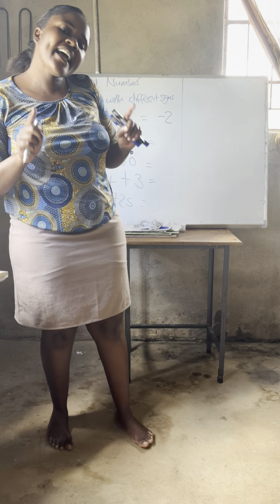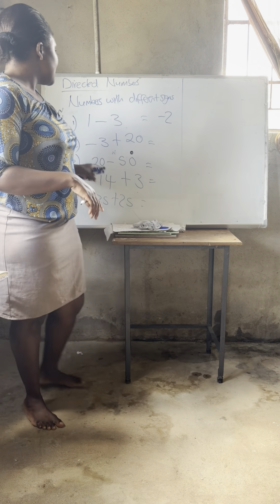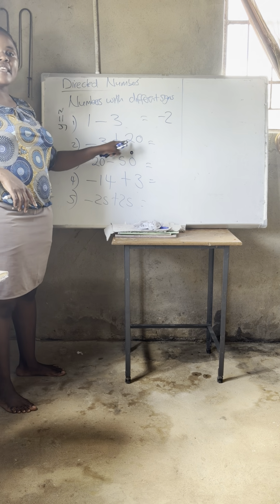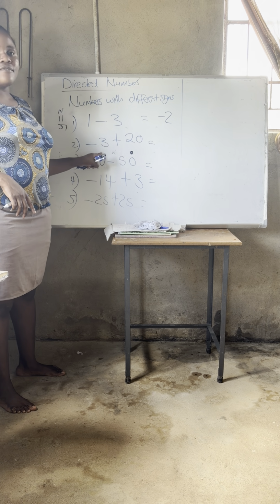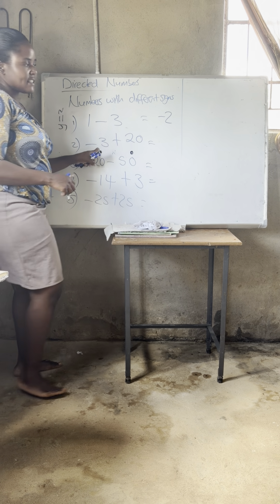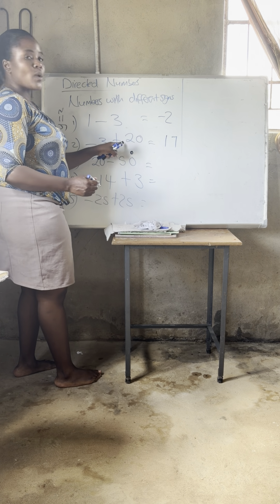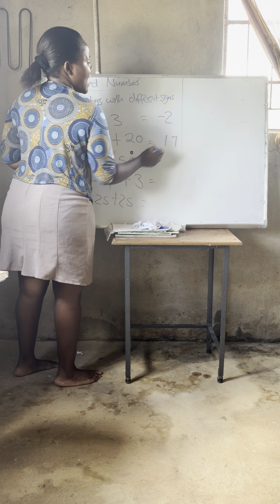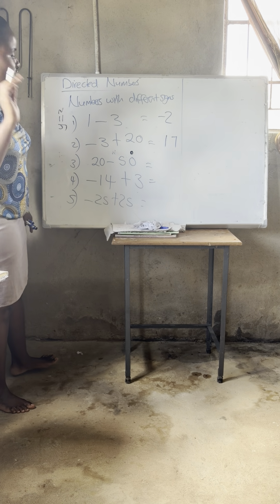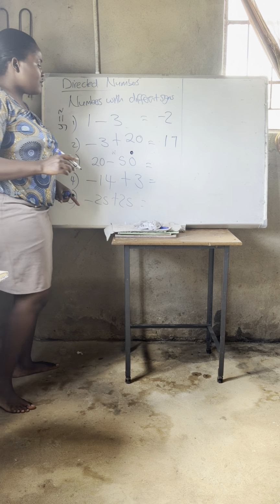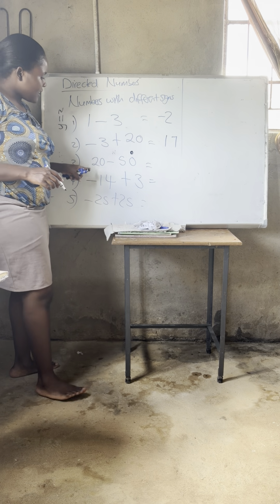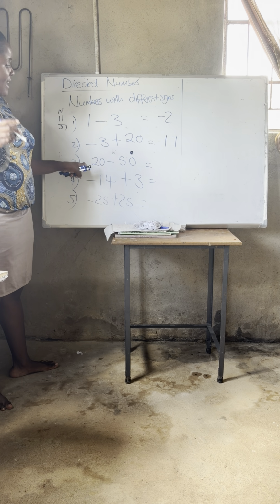If the signs are different, subtract the smaller number from the larger. The signs are different here. 20 minus 3, we get 17. The sign of the larger, 20, has a plus sign. So the answer takes the sign of the larger. Alright, 20 minus 50. The signs are different. If there is nothing, it means there is a plus sign.